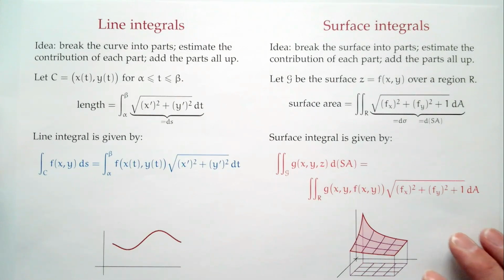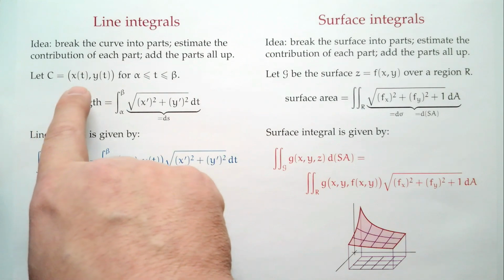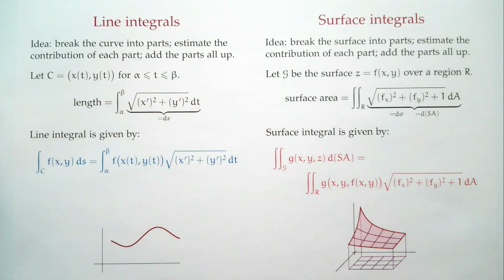So on the left are line integrals, and line integrals are things we've already talked about. On the right are surface integrals. Those are things that we want to figure out. So when we talk about a line integral, what's happening? Well, what I have is a curve. So it's parametrized, x of t, y of t, where t goes between alpha and beta.